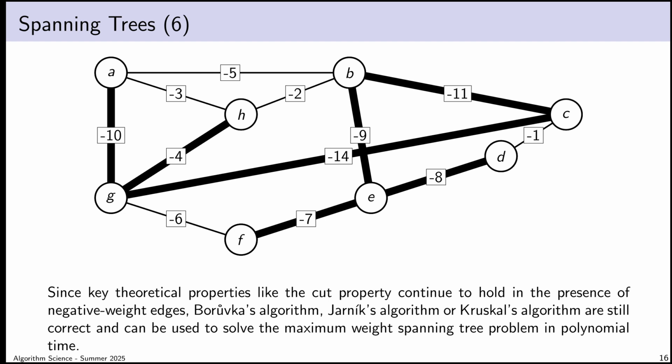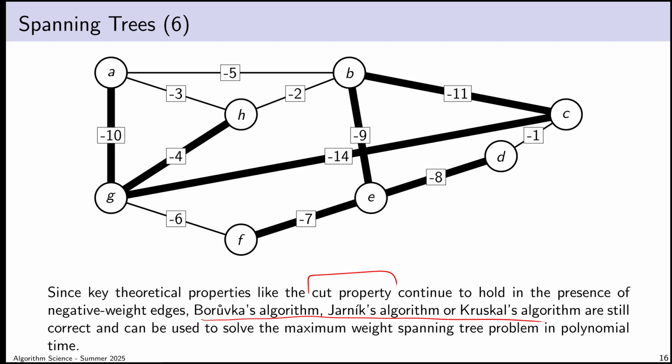It turns out that in the case of minimum weight spanning tree algorithms like Borůvka's algorithm, Jarník's algorithm, or Kruskal's algorithm, for all of those algorithms, the proof of correctness depends on the cut property, or at least that's how we justified it in this course. And the cut property doesn't care at all about the sign of the edge weights. And so the cut property still holds even in the presence of negative edge weights, and therefore all three of these algorithms are still correct, even if edge weights are negative.